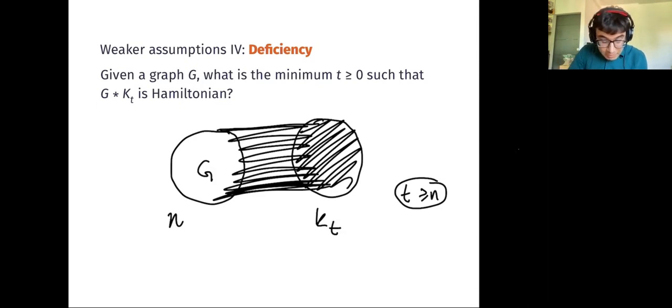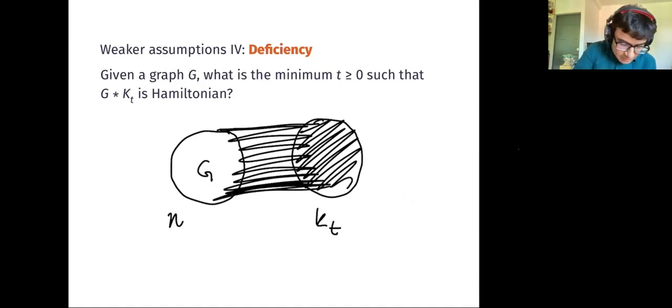But if G has some edges, maybe you can save some vertices by joining with a complete graph. So the closer you are to being Hamiltonian, the smaller this t will be, and this t will be the deficiency of the graph with respect to the property of being Hamiltonian.